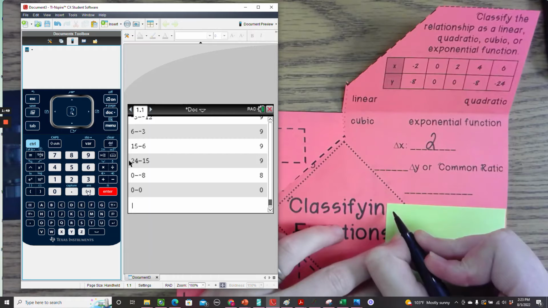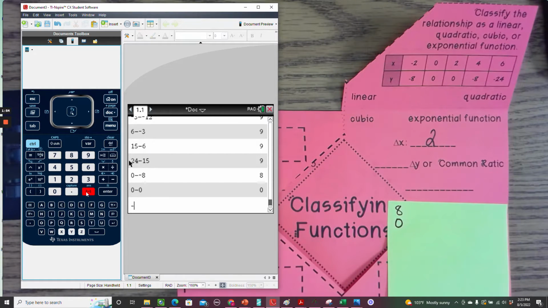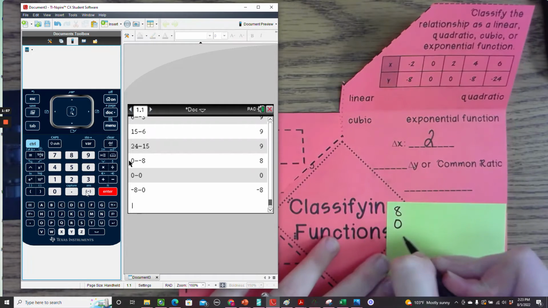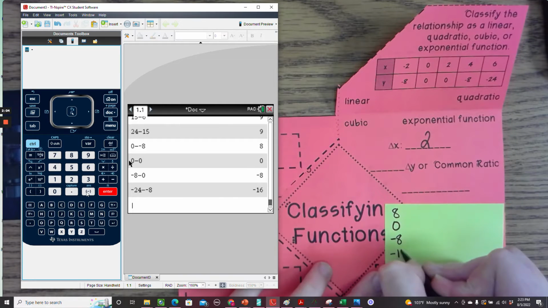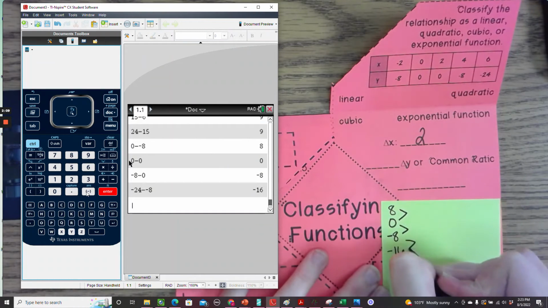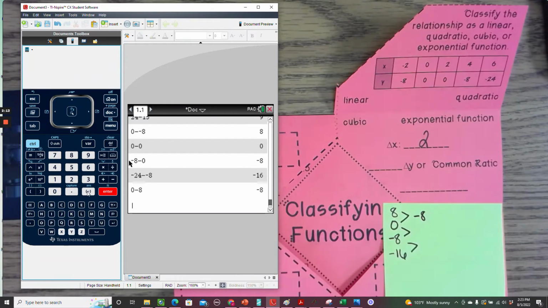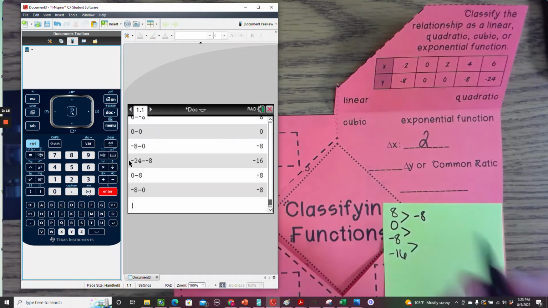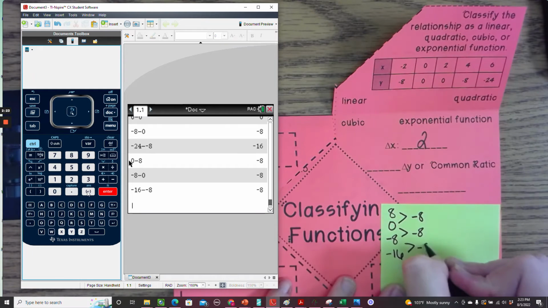So I got an 8, then I got a 0, and then if I do -8 minus 0, I get a -8. And if I do -24 minus -8, I get a -16. So we know we don't have a first common difference. So now I do it again. 0 minus 8 is a -8. -8 minus 0, -8. One more for accuracy. -16 minus -8 is a -8.